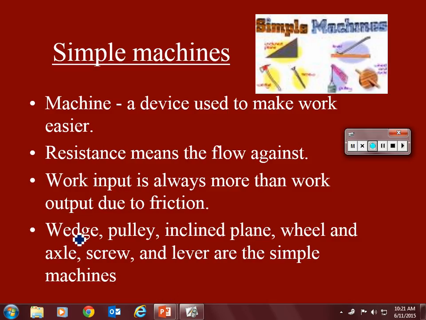These are your 6 simple machines. Remember, wedges are sharp, pulleys change direction, inclined plane is like your ramps. You know what a screw is. You can make a screw better by adding more tread to it. You have your 3 levers, remember, on your arm. First class is your elbow, second class is your wrist, third class is your shoulder.